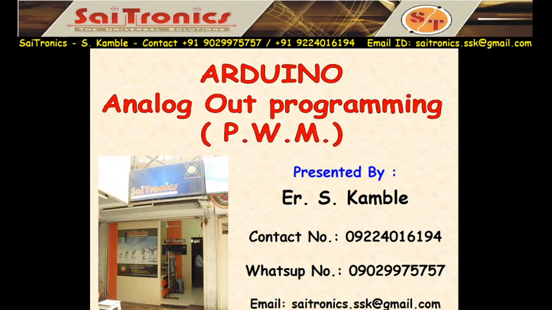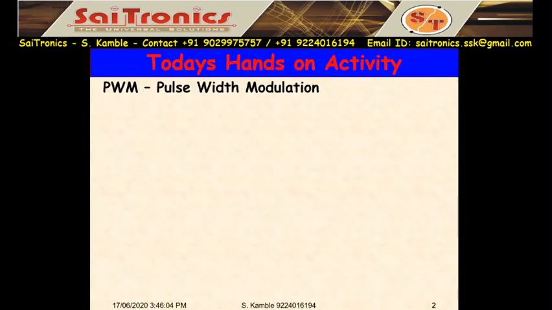Now we'll start our new session, analog out programming. It is known as PWM, pulse width modulation. It is used to adjust the brightness of an LED and the speed of a motor. So PWM is very important. First we'll see what PWM, pulse width modulation, is.